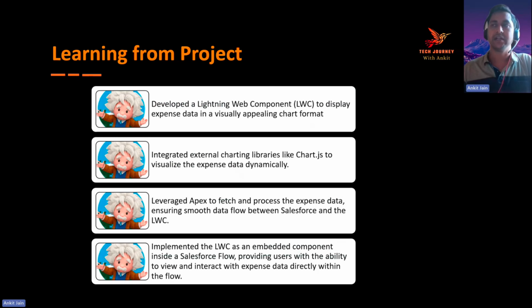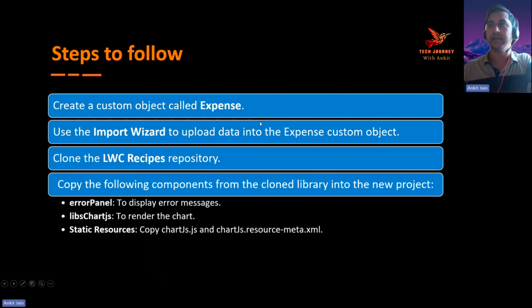Let's go over the different steps that we have to do in this mini project to get that done. So first thing that we will be doing here is we will be creating one custom object with the name of expense. In that custom object, we will be importing the data using the data import wizard. Again, I don't want to start from scratch, so I will be using the recipes provided by Salesforce. So we will be cloning a few of the components from the LWC recipes. The components that we will be cloning here are the error panel component to display the error messages, the libs chart.js component to render the chart on the Lightning Web component, and also we will be taking the static resources like the chart.js as well as the chart.js XML file as well.